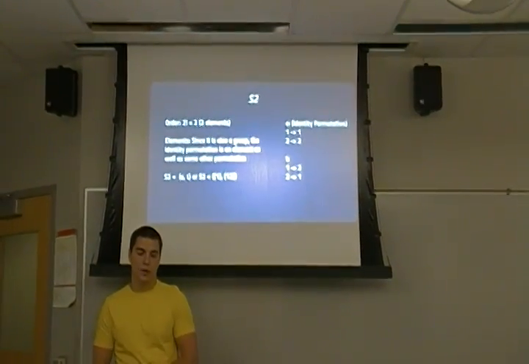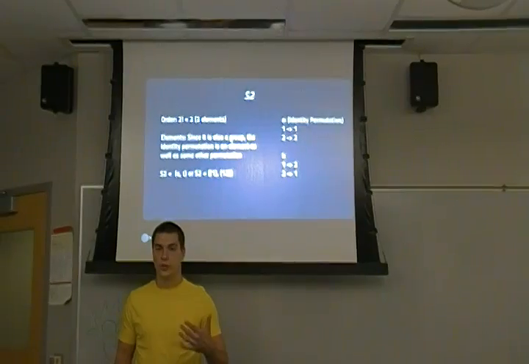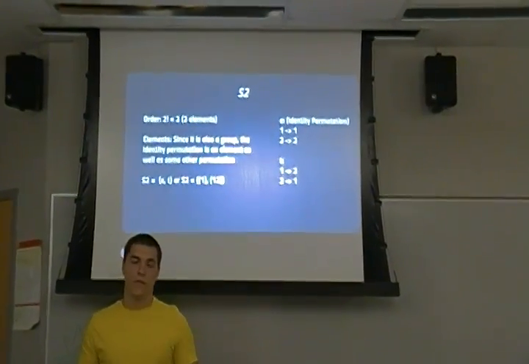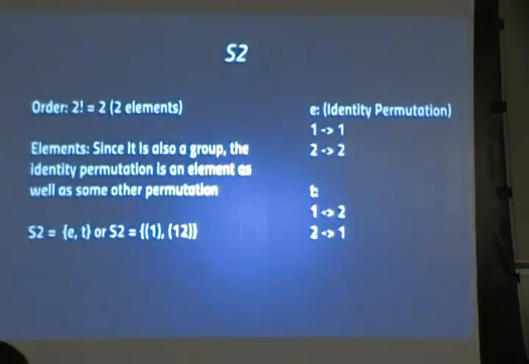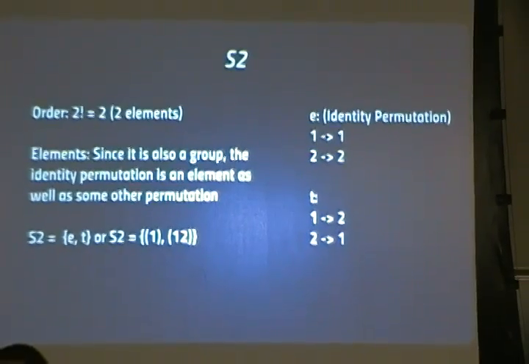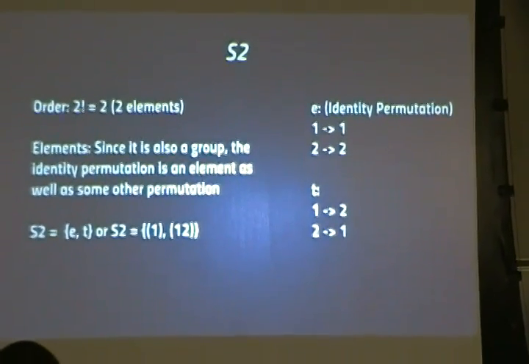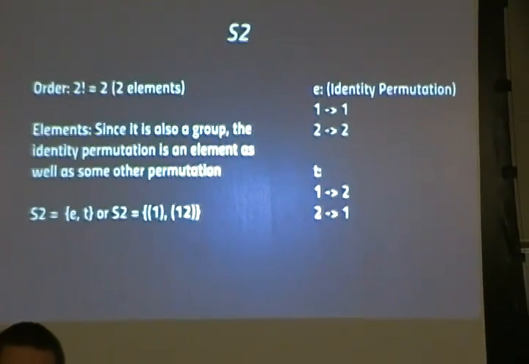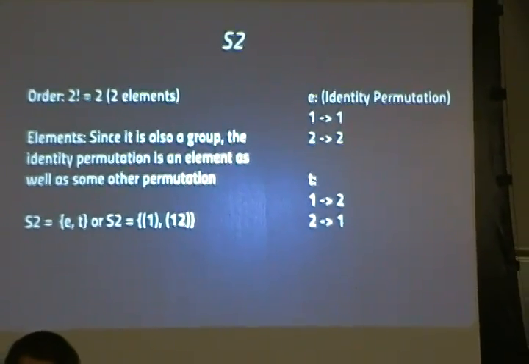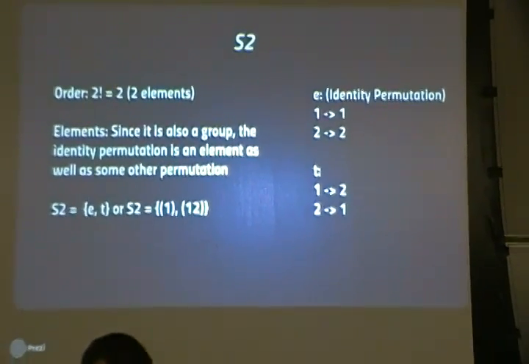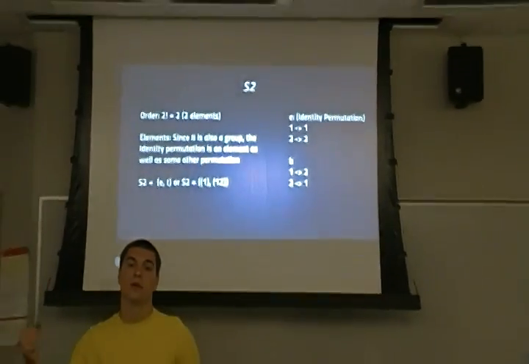For S2, you're going to have 2 factorial elements, which is just 2 elements. You need the identity for it to be a group, therefore 1 maps to 1 and 2 maps to 2. But you're also going to need 1 mapping to 2 and 2 mapping to 1. And this exchanging of elements is called a transposition. So these 2 different permutations are the only 2 permutations that are in S2. Therefore, S2 consists only of the identity permutation and the permutation 1 mapping to 2.